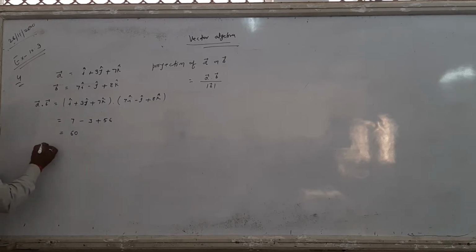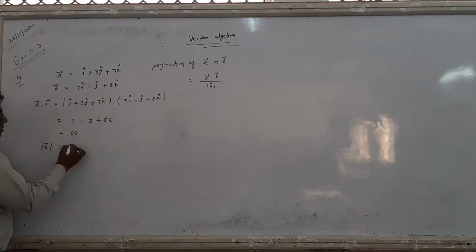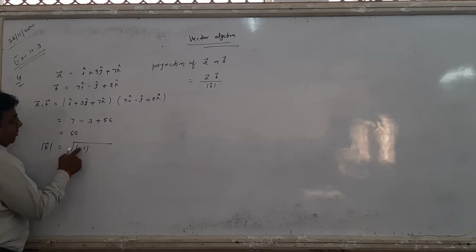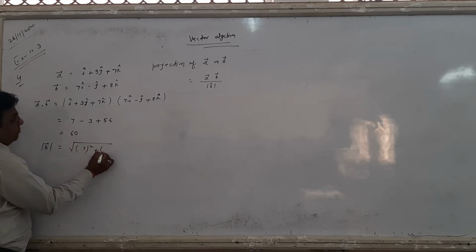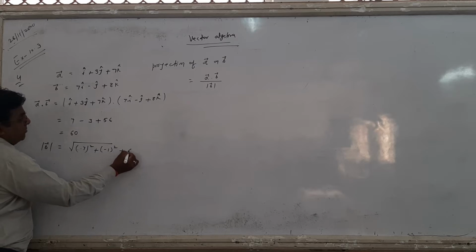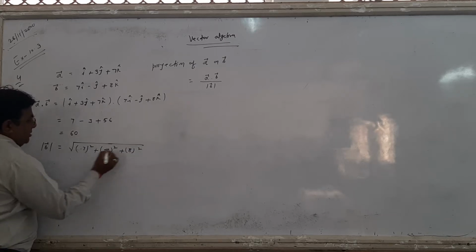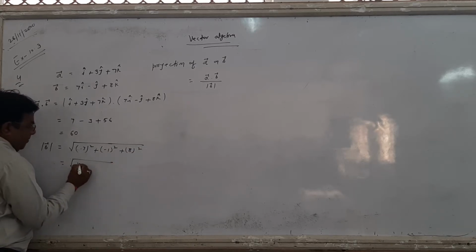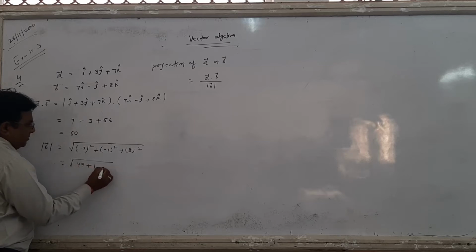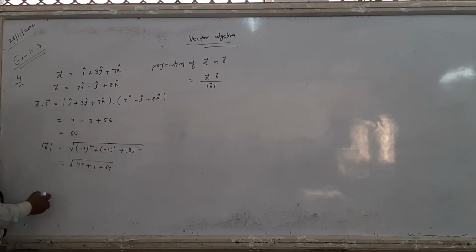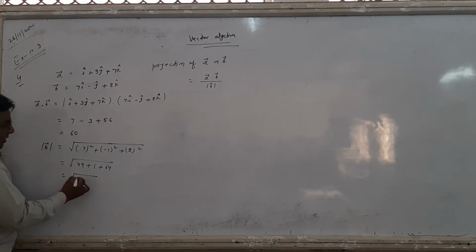Now find the magnitude of vector B. That is the second thing. How do we find the magnitude? Take the square of the coefficient of i cap, the square of the coefficient of j cap and the square of the coefficient of k cap. Square of 7 is 49, square of minus 1 is plus 1, square of 8 is 64. Then 49 plus 1 is 50, 50 plus 64 is 114. This is the magnitude of B.